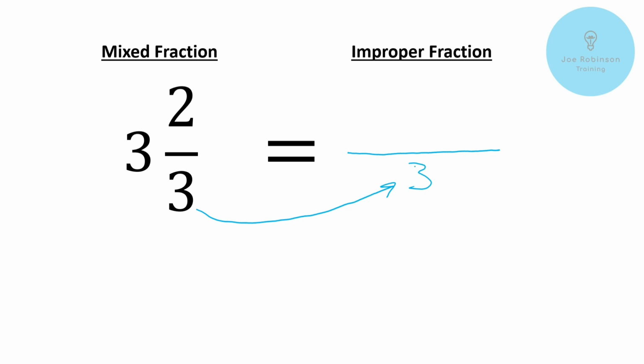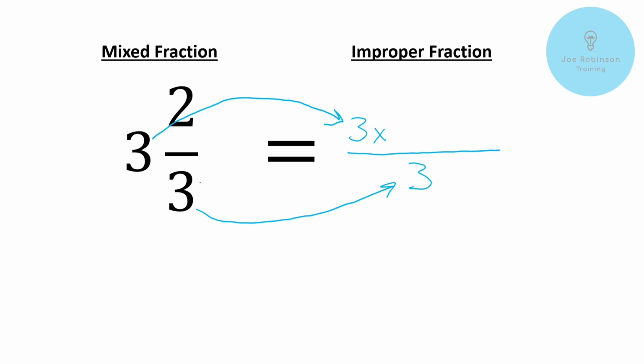This is going to be in thirds, and we're probably not going to be able to cancel that down at all. Then what we've got to remember is that this number here represents the number of whole ones that we've got. So we've got 3 whole ones and 2/3. In this case we've got 3 whole ones of something and then 2/3 of a whole one. So now we take this 3 here, and we want to think, how many thirds are there in those 3 whole ones?